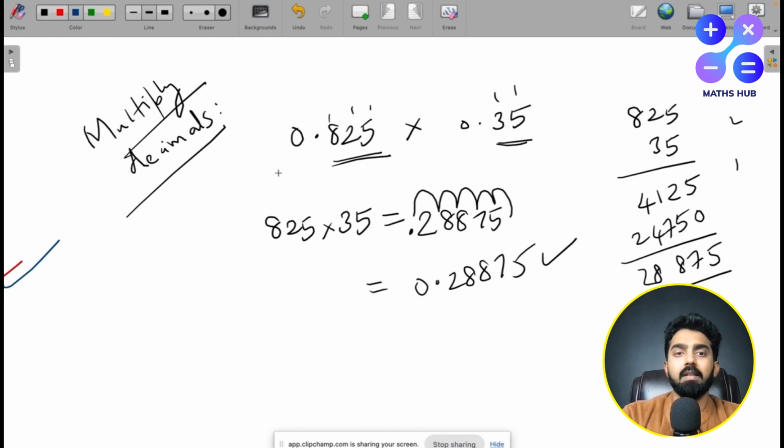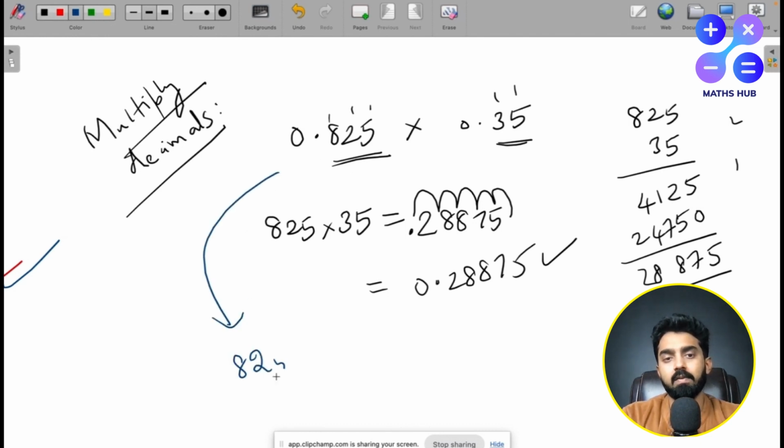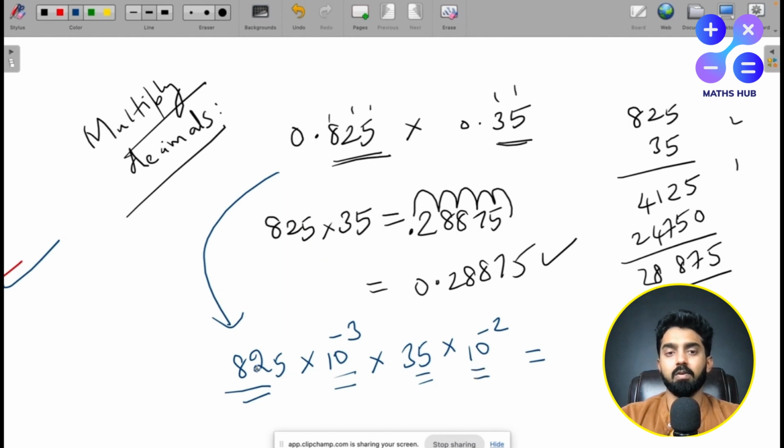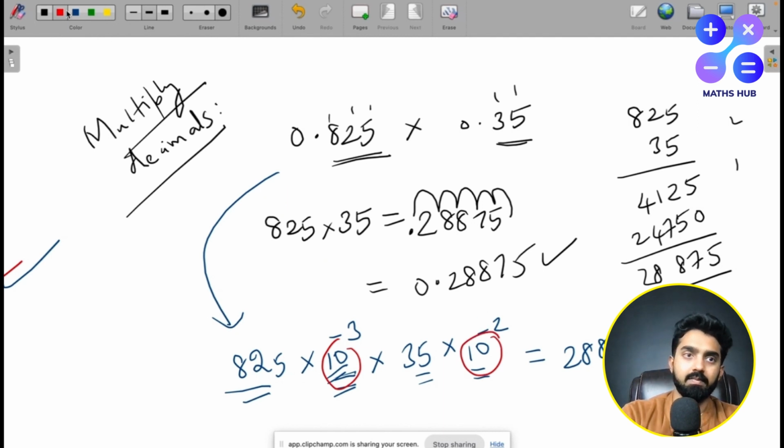Now, as we spoke before, we can write this as 0.825 is 825 times 10 to the power of minus 3, and you can write 0.35 as 35 times 10 to the power of minus 2. Now we can multiply these two, so this is going to be the same number, 28875. And as we learned in exponents, if the bases are the same, both this is 10 and this is 10, you can add the exponents. That is 10 to the power of minus 3 plus minus 2, which is 10 to the power of minus 5.